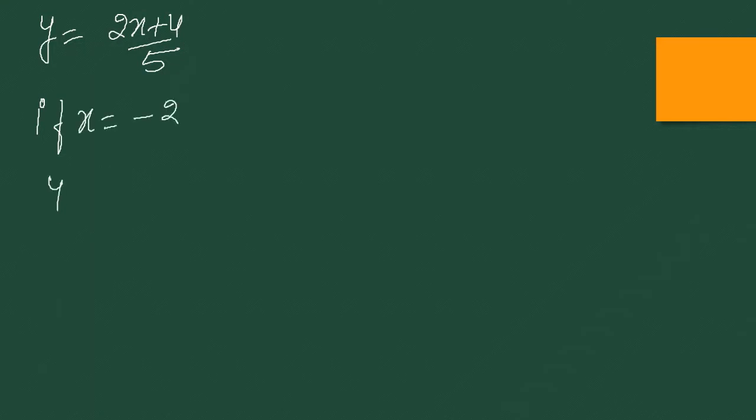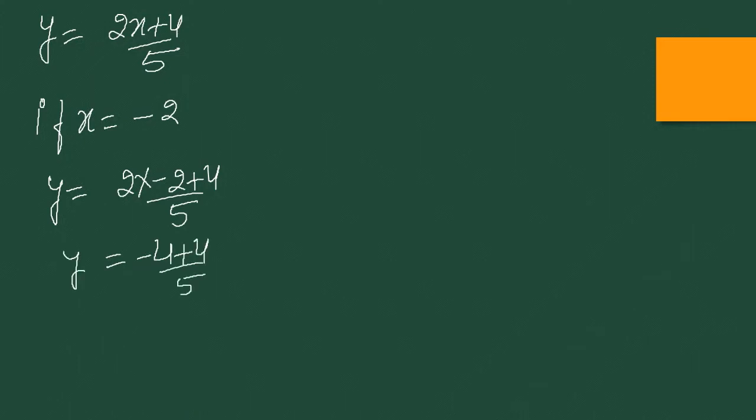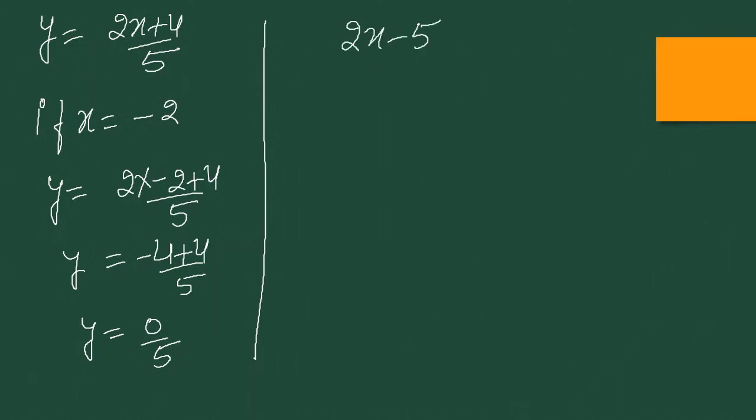So you will find 2 into minus 2 plus 4 upon 5. So minus 4 plus 4 upon 5. So we found 0 upon 5. So what was the equation? The equation was 2x minus 5y plus 4 equal to 0, we found.